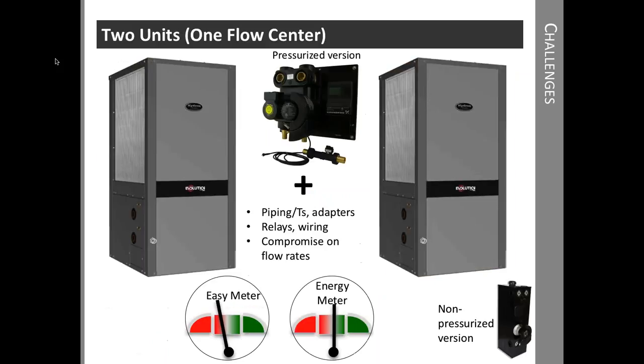When we get into multiple units, that changes things a little bit. So when we have two heat pumps, one approach is using one flow center for two heat pumps. It's still a pretty good way to go. It's not as efficient as a single unit, single flow center, single ground loop, because we have a bit of a compromise on flow rates. In this application, we have to set up a flow rate for unit 1 and a flow rate for unit 2, so we can't take as much advantage of that two-stage compressor. There's some additional wiring, relays, and so forth, and additional piping and tees. Same thing here, it's pressurized or non-pressurized, same advantages from an efficiency standpoint. So not quite as easy as the first one, not quite as efficient.